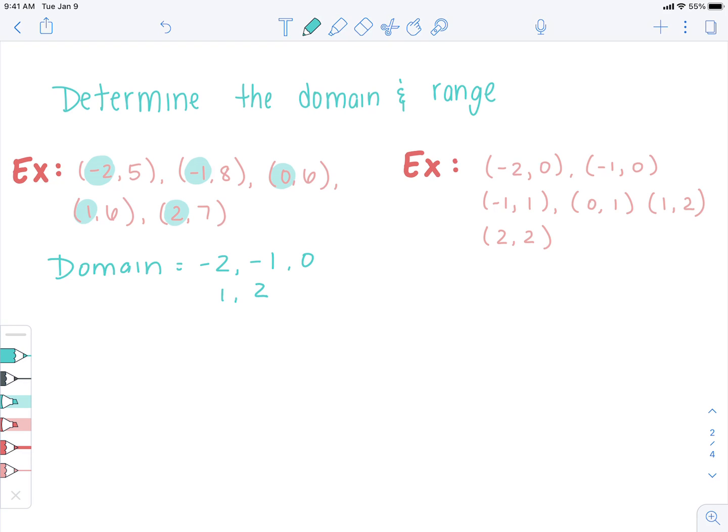Mrs. Tachapa. Yes. So the domain is the x and the range is the y. Perfect. Exactly. It's just basically fancy vocab words asking you to pick out the x values and the y values.